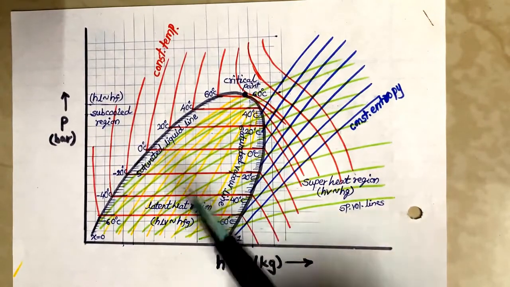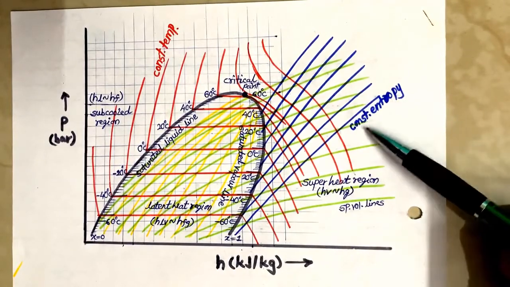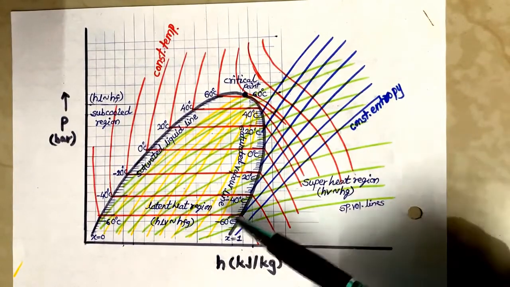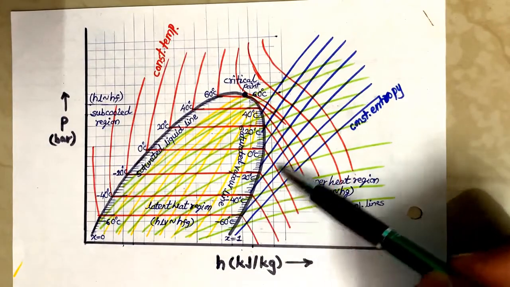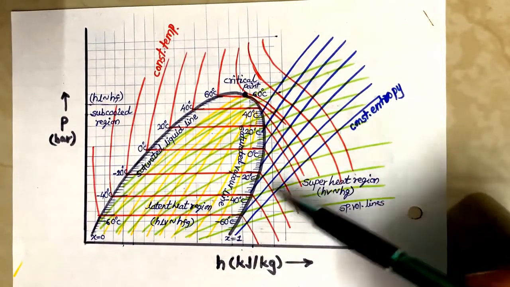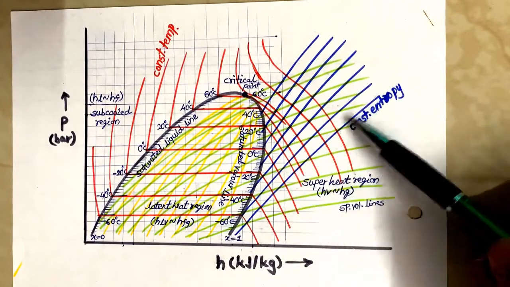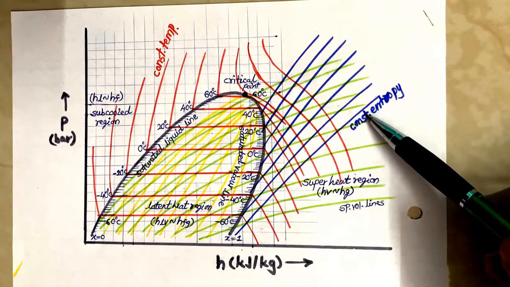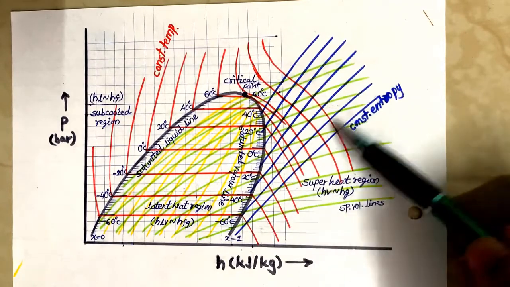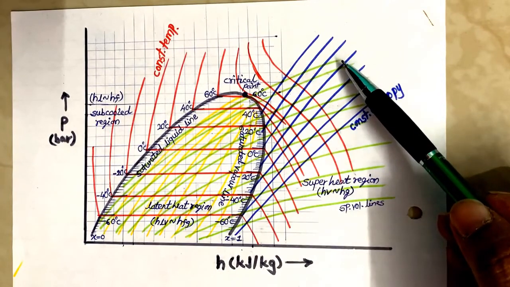Now let us move to the second lines, that is the constant entropy lines. These are represented with the help of blue color. Constant entropy means the entropy remains constant. So we can say it is for the isentropic process, the isentropic compression process. These are necessary. So these blue lines are the constant entropy lines.